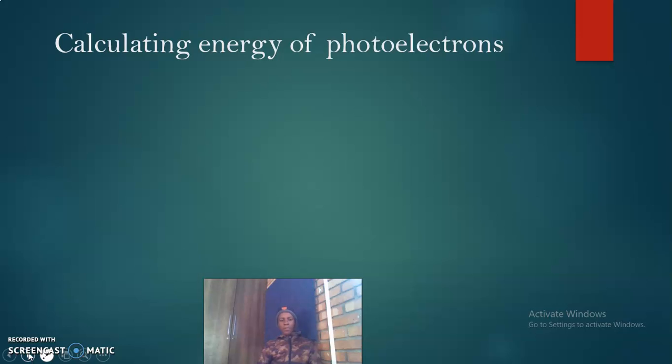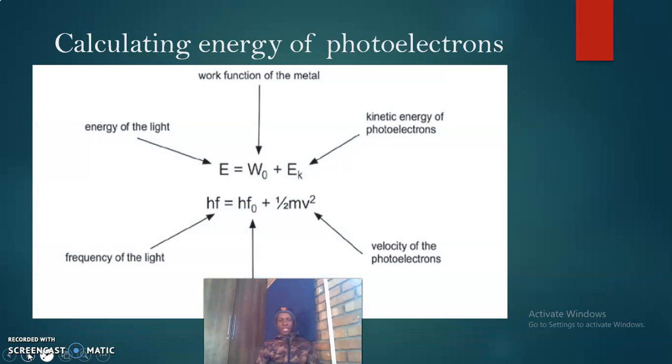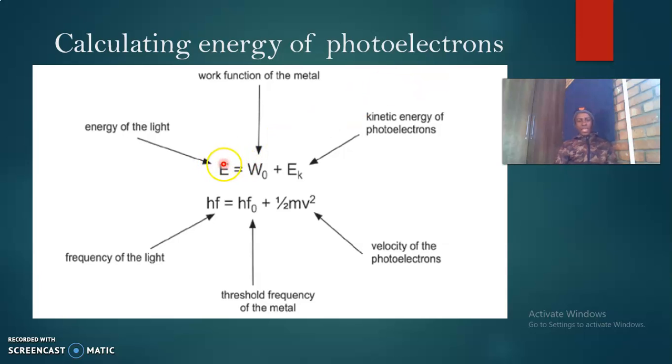On the next slide, we will talk about how we calculate the energy of photoelectrons. We have a formula: the energy of light equals the work function of the metal plus the kinetic energy of photoelectrons. Energy equals h multiplied by f, where h is Planck's constant, which is on the formula sheet.